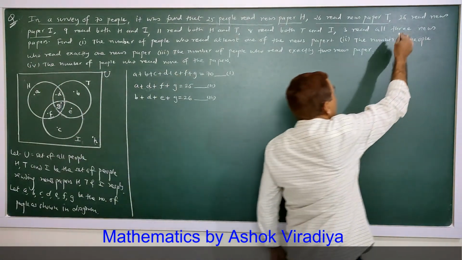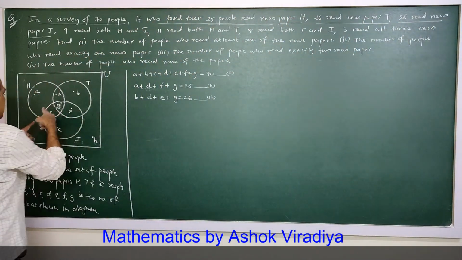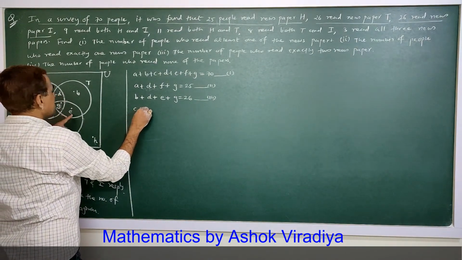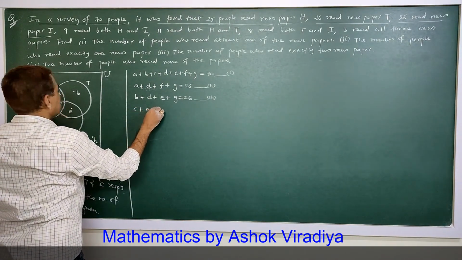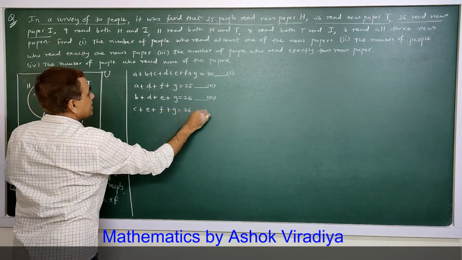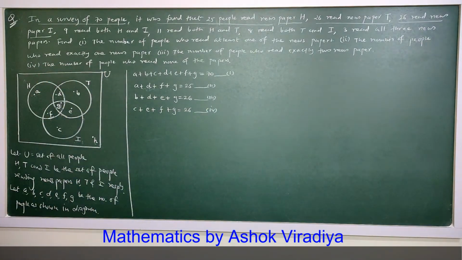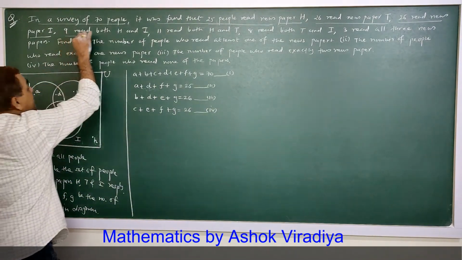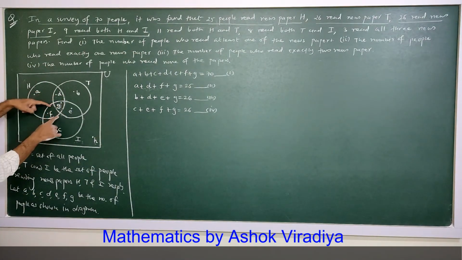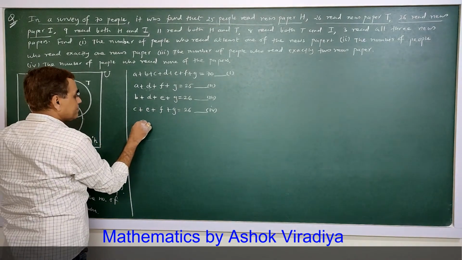26 read newspaper I. So in this part, C plus E plus F plus G is 26. 9 read H and I. H and I, 9. So G plus F is 9.